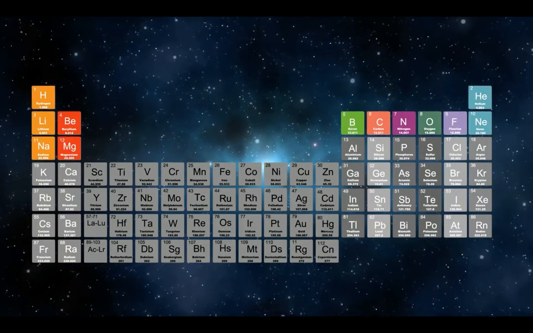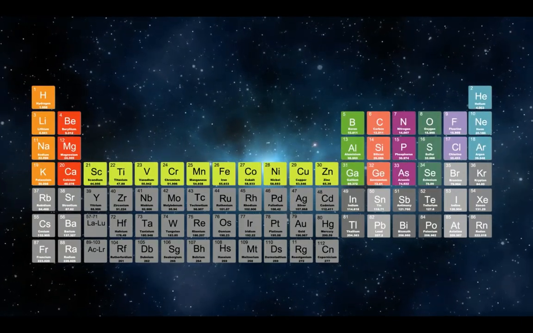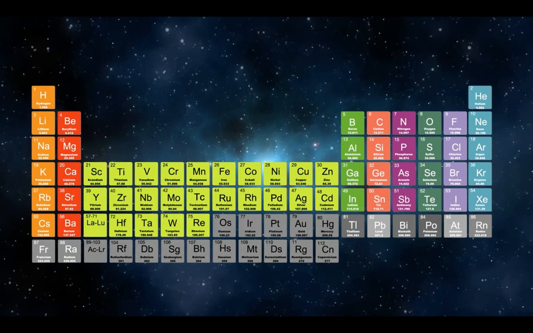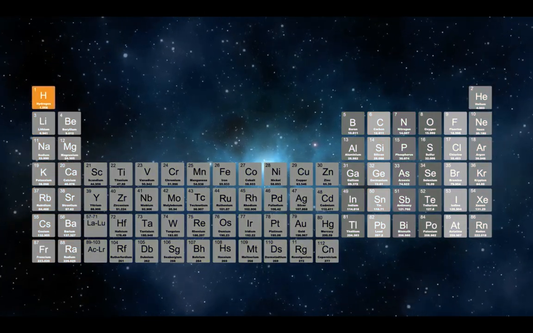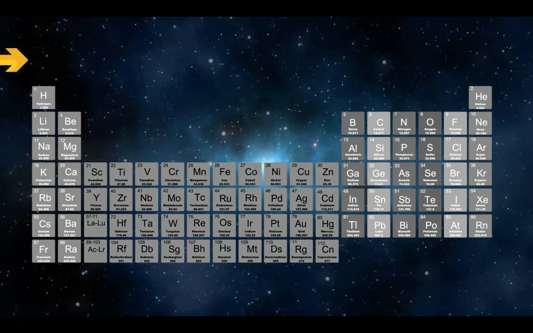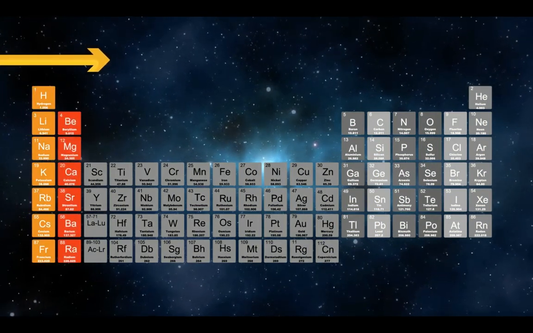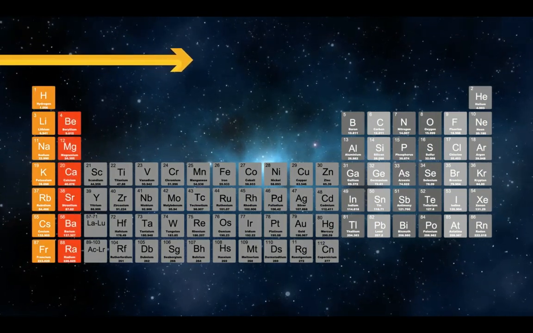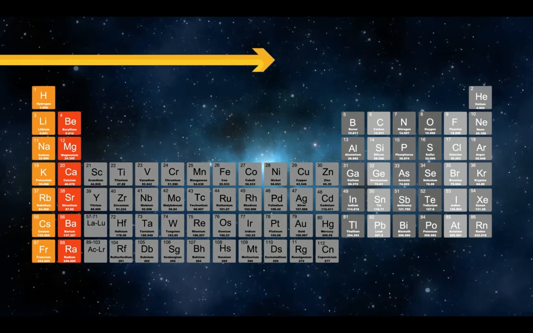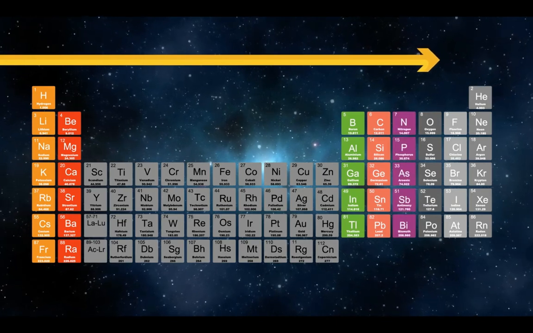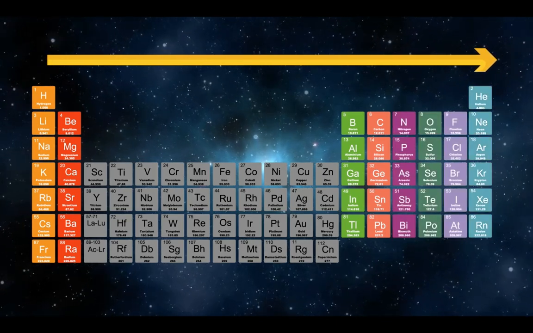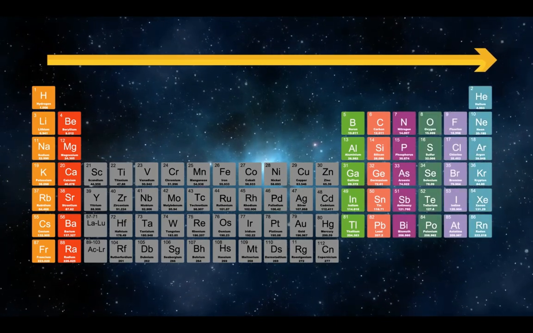The table is structured so that the elements are arranged in order of increasing atomic number. Hydrogen, with the atomic number 1, is in the top left. It's then organized to show the similarities between elements. Elements are set out in vertical columns called groups. Those with the same number of electrons in the outer orbital, valence electrons, are put in the same group.